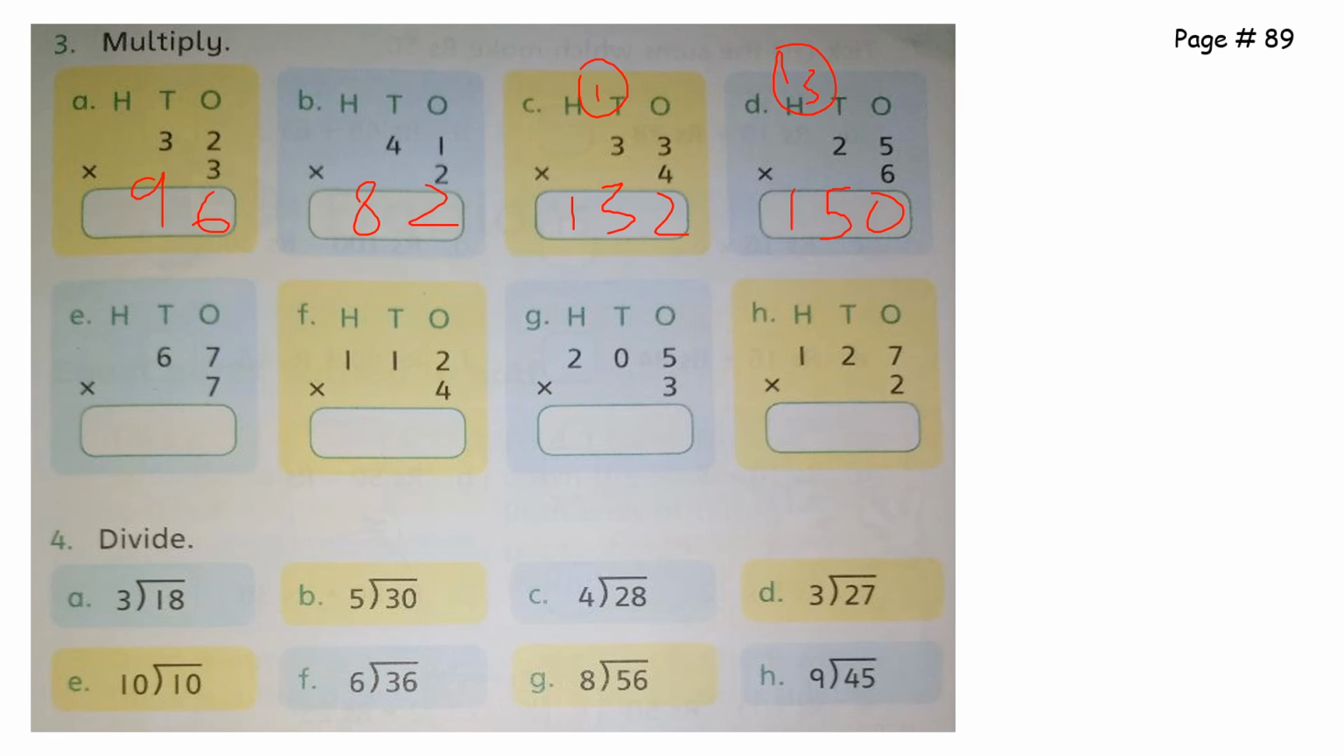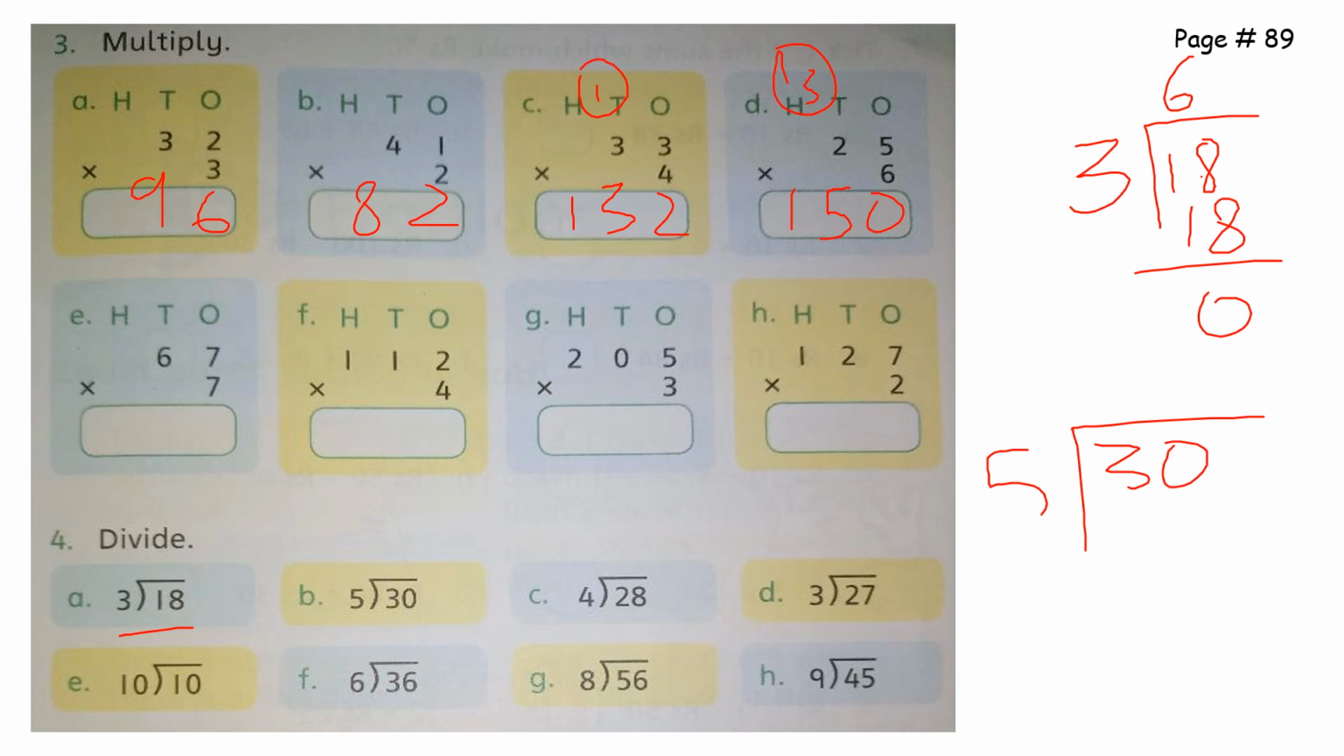Now division parts, first 4 parts I will do and the last 4 parts are your homework. So first we will divide 18 by 3. 3 5s are 15, 3 6s are 18. So what is the answer here? 6. Now next is 30 by 5. 5 6s are 30. Remainder is 0. So what is the answer? 6.